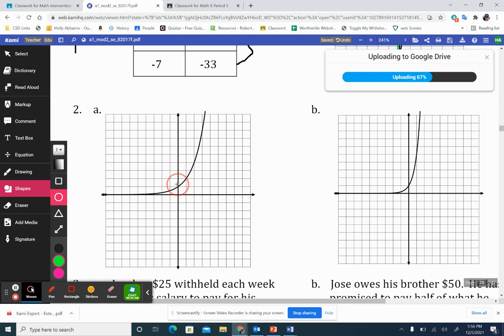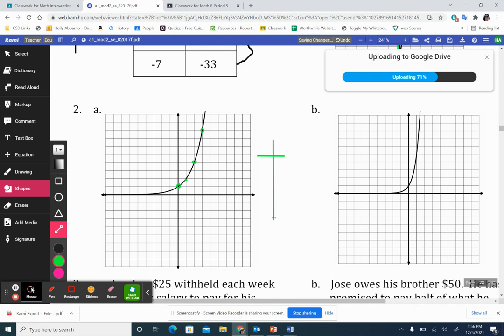There's one right there. Looks like there's one right there. There's one right there. And there's one right there. So when in doubt, make a table. So when we make a table, I'll put it right here.